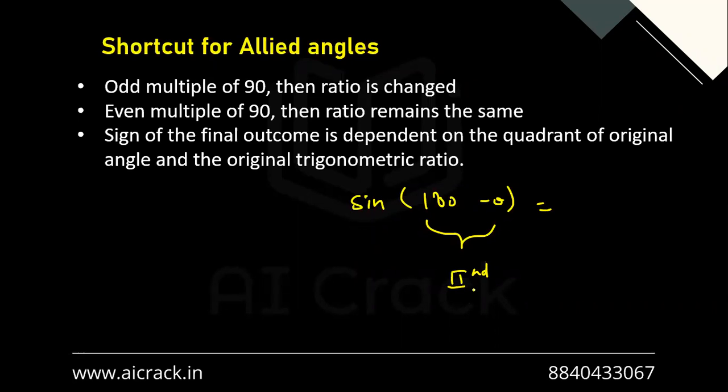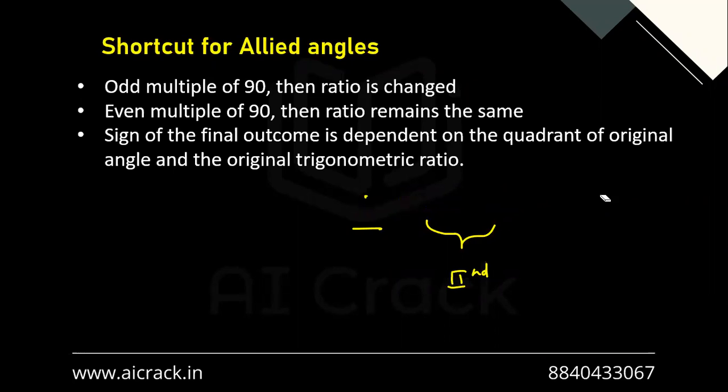Now in the second quadrant, the original ratio is positive, right? We know that sine is positive in second quadrant, tan is positive in third quadrant, cos is positive in fourth quadrant. So the original ratio is positive. And since this is an even multiple of 90, in that case, our ratio will remain the same, and it will become plus sine theta, right?